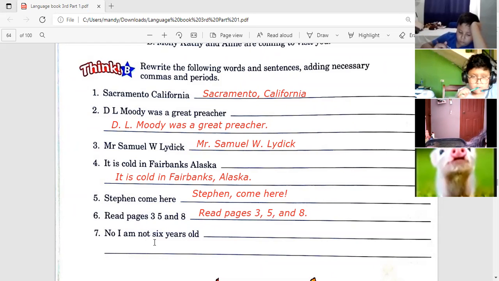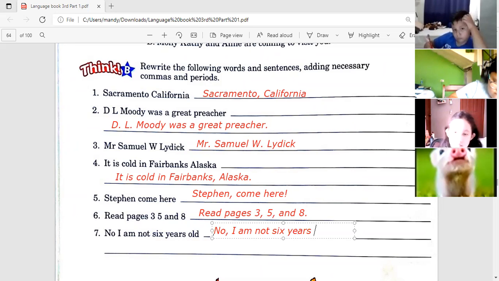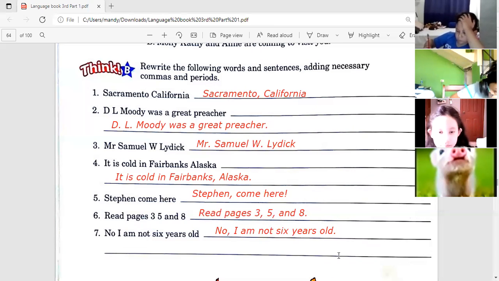And the last one, no, I am not 6 years old. Remember, we write a comma, okay, before or after the word no. Yes, I am not 6 years old. Yeah. Okay, excellent. So I give you some minutes, yes? Because you need to finish this part.